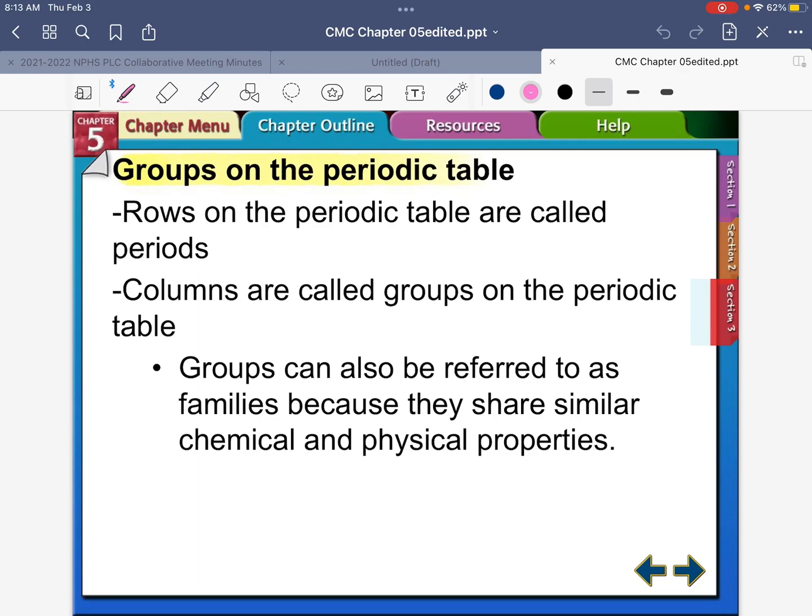Groups on the periodic table, because it has to do with our abbreviation. So on the periodic table, you have probably already noticed that there are rows. Now we do not call these rows, we call these in chemistry periods. And then the columns on the periodic table are called groups. The groups are also referred to as families a lot of times because they share very similar chemical and physical characteristics.